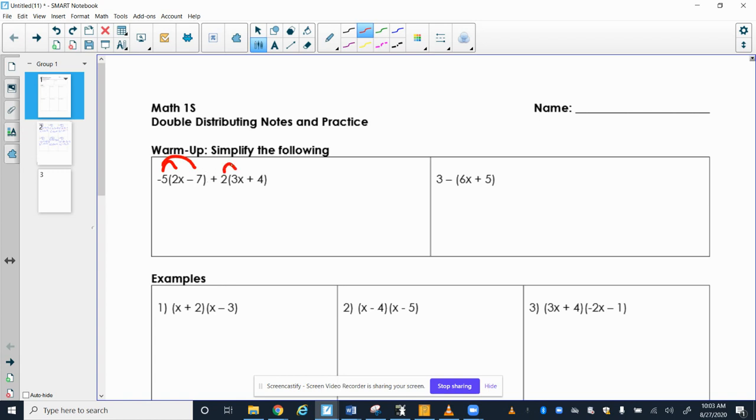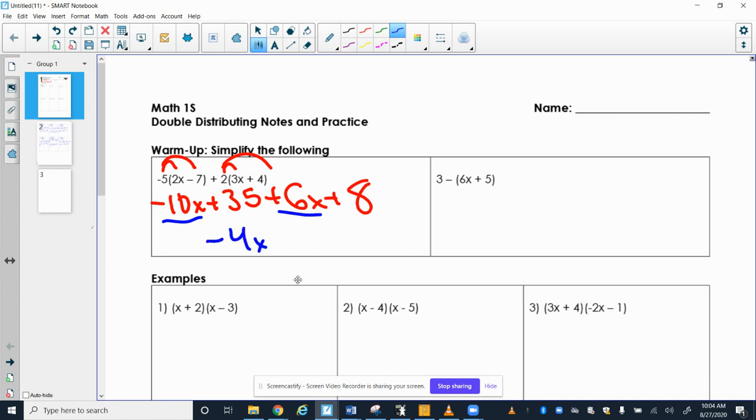Okay, so remember, first thing we need to do is always distribute. So we're going to multiply the negative 5 to both. So it would be negative 10x plus 35. And we're going to multiply the 2 to both. So plus 6x plus 8. Okay, from there, I'm going to combine our like terms. Combine the negative 10x and the 6x. Those together make negative 4x. Then we're going to combine the 35 and the 8. So plus 43. Okay. So if you feel confident with that, that's what we've been doing this past week.